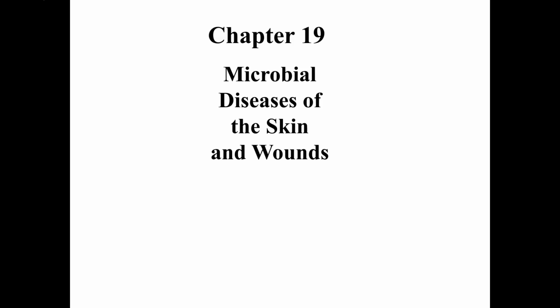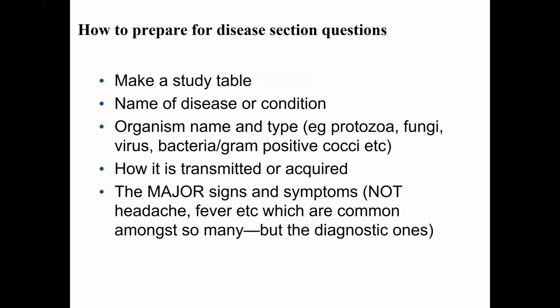As we're moving through these chapters, I want to direct you on how you should probably prepare to study for this. I highly recommend you make yourself a study table that will help you as you're reviewing for the exam. In the study table, you should include the name of the disease or condition that we're covering, the organism name that's causing the disease, in other words, the etiologic agent, and the type it is. Is it a protozoa, a fungus, a virus? Is it a gram-positive coccus? Is it a gram-negative enteric?